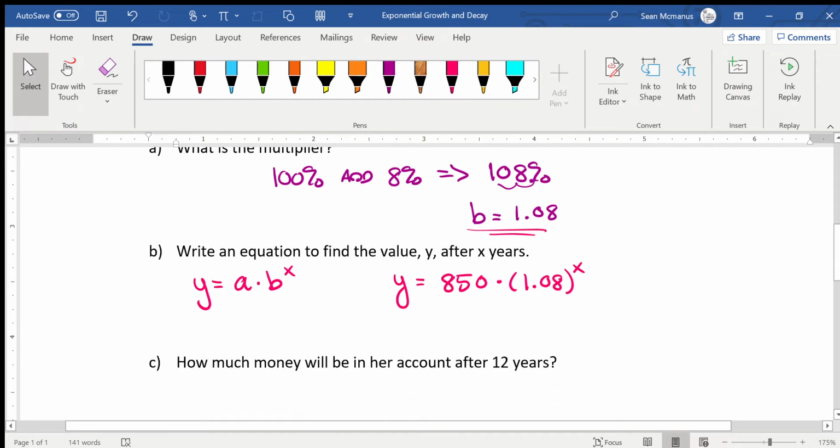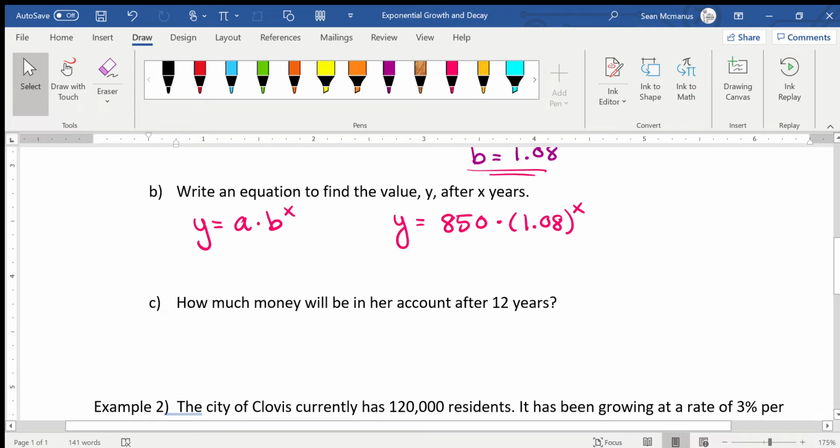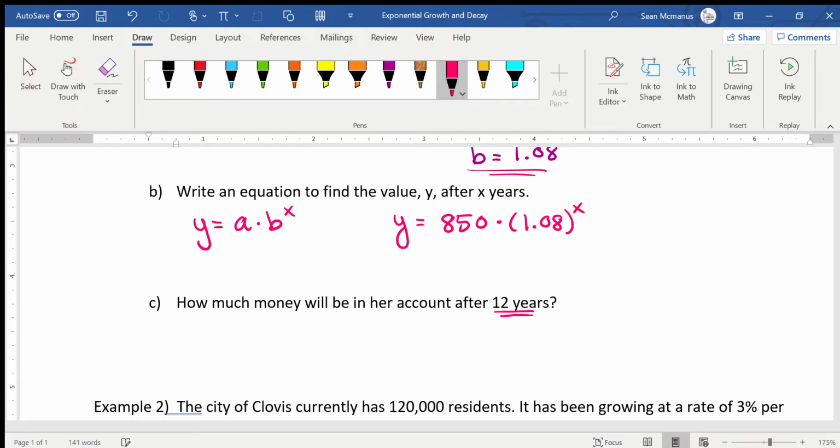And then it asked me here in step 3, how much money will there be in the account after 12 years? So when it's telling me the amount of time, the number of times I'm going to multiply it by 1.08, that's the multiplier, once a year for 12 years. So my x equals 12. So my equation would be y equals 850 times 1.08 to the x power, which is 12.